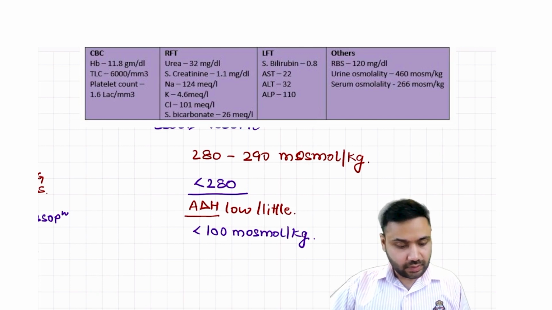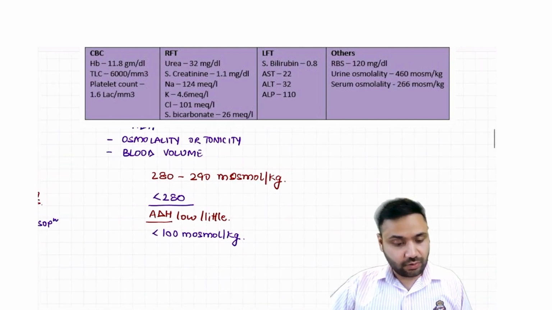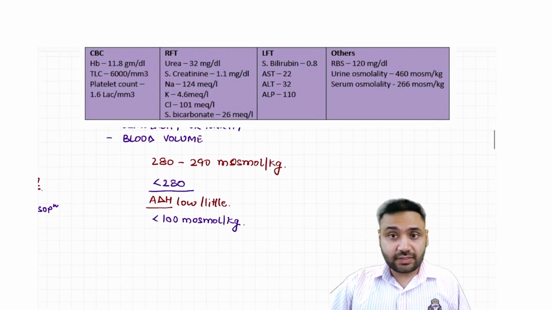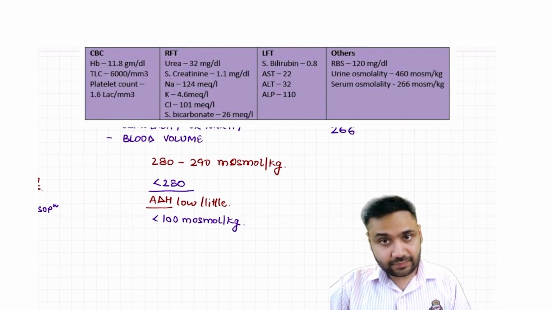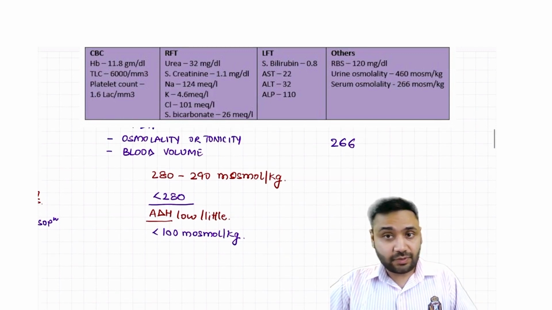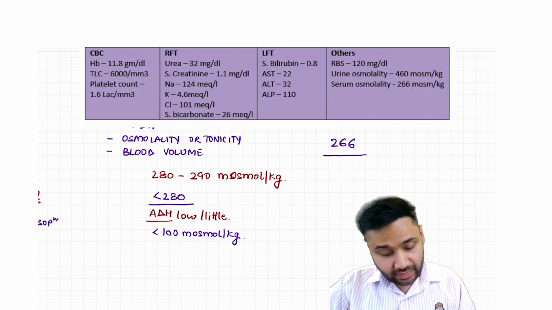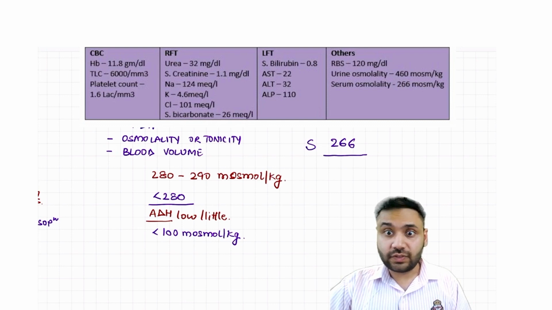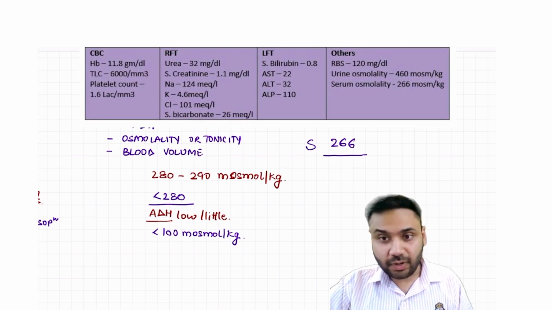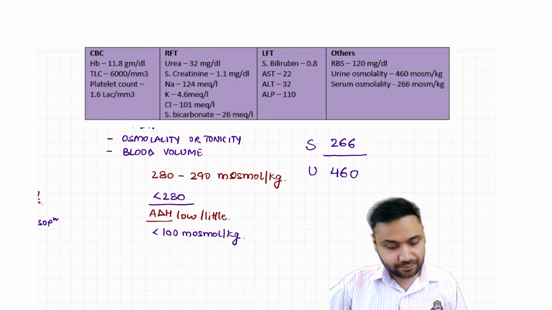So, in our patient, as you can see in the investigation on the upper part of the screen, the serum osmolality is 266. The serum osmolality is 266. And the urine osmolality is 460. Too much, right? It's 460.